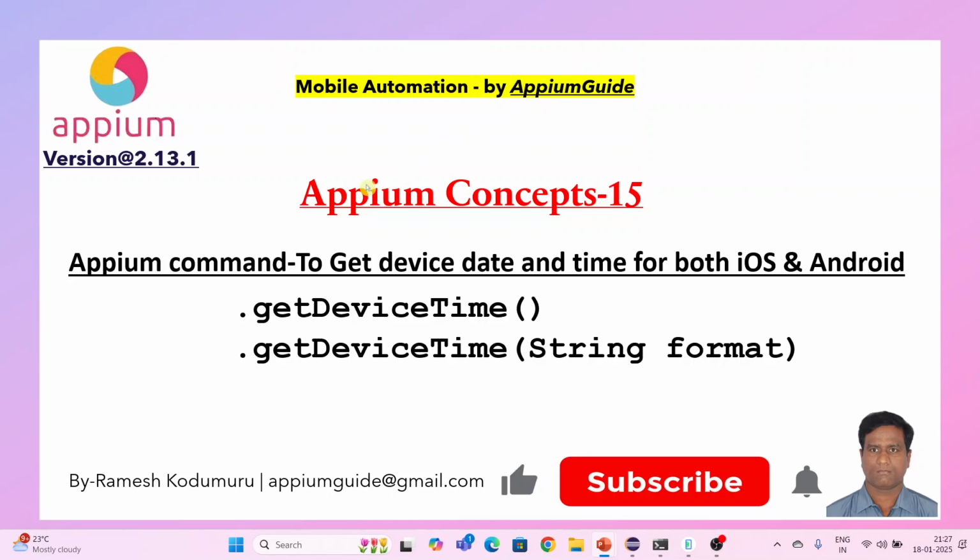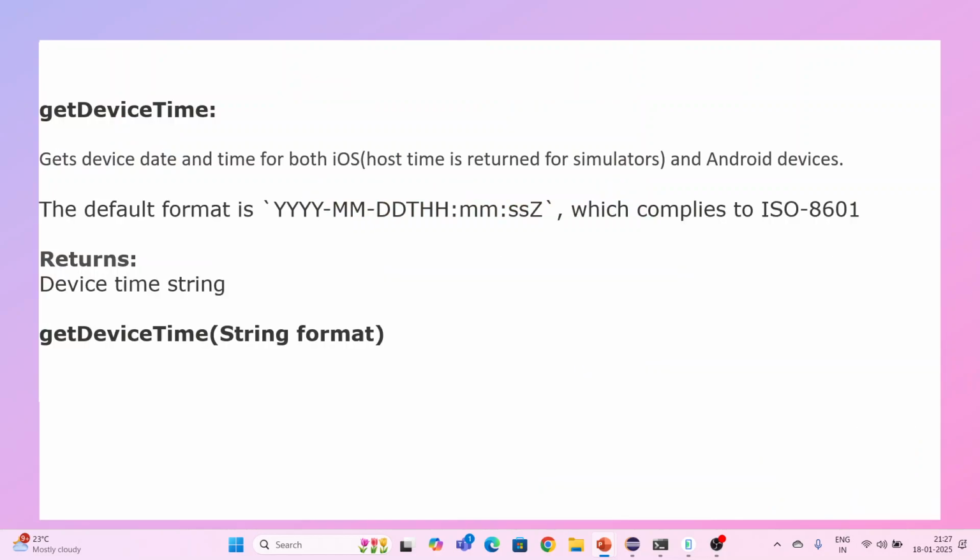As a part of our APM concept series, in this video we'll see how to use the APM command to get the device date and time for both iOS and Android. We have the get device time method, and we can also give the format in which we need to get the date and time of the device. So let's go further and see what exactly the get device time method does.